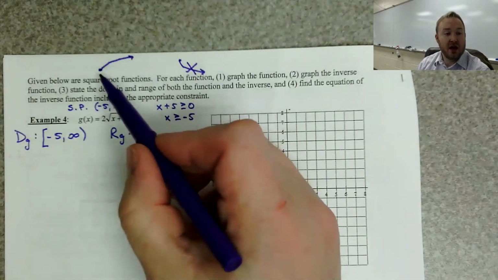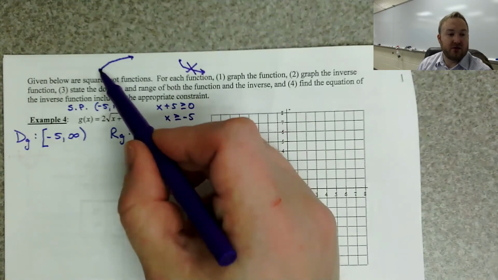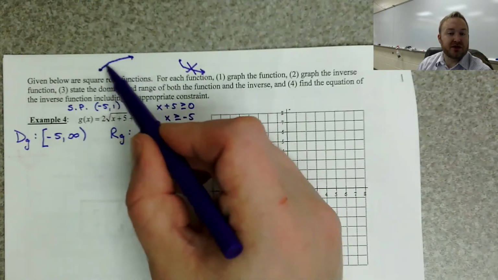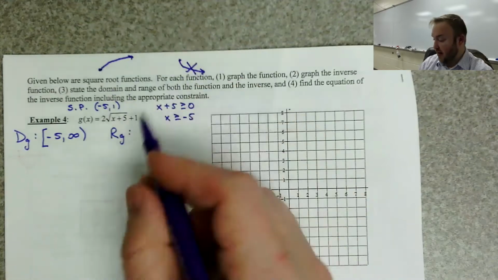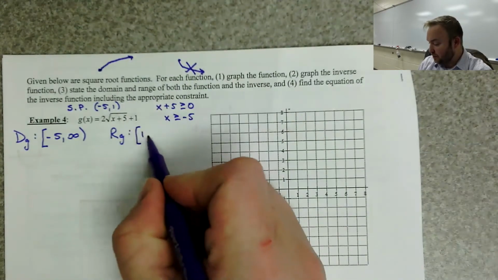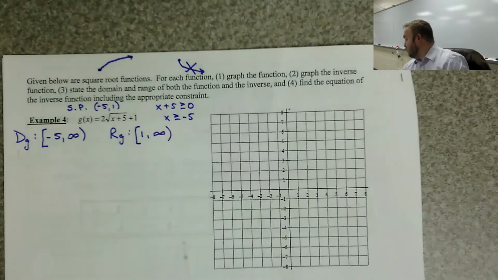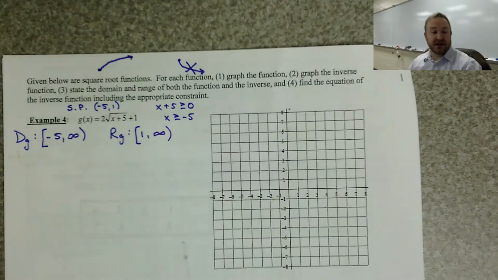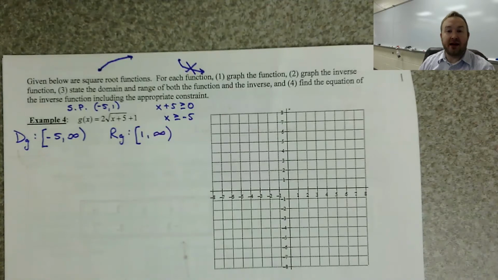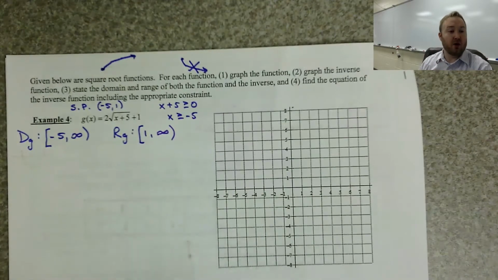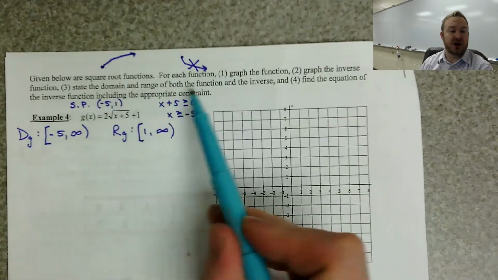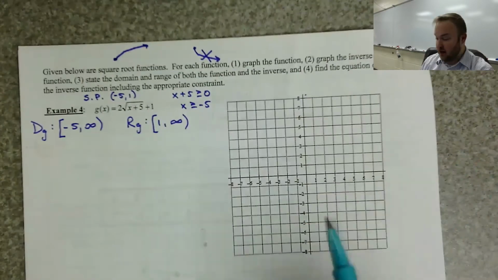It's not going to do that. It's going to do this. So here's my point, negative 5, 1. All the other points are going to have y values bigger than that. So my range is going to be the numbers greater than or equal to 1. Okay, now watch what I'm going to do next here, because I can actually get the domain and the range of the inverse right away. See, it says domain and range of the function and the inverse.